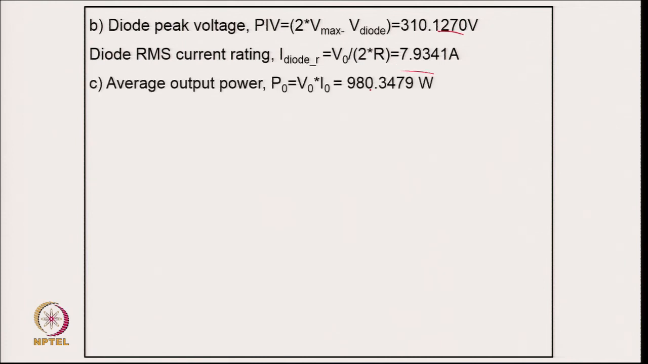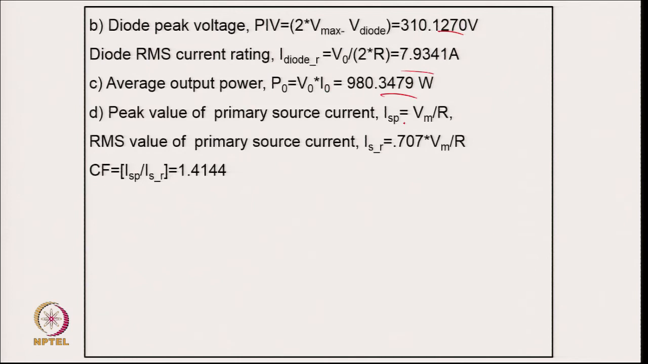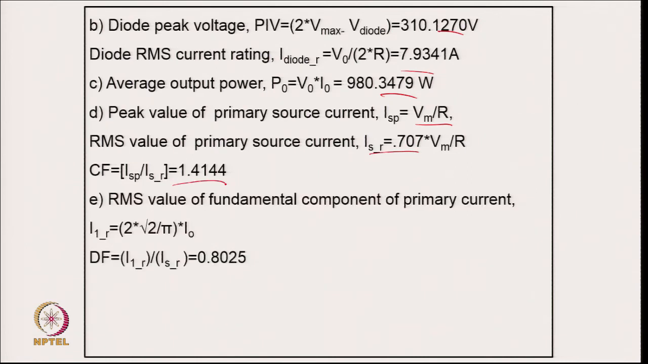Then we can have an average output power, and then a typical peak current from this relation, the RMS value of current, and then the crest factor. It typically comes to root 2 for a sine wave. Then the distortion factor, because of the harmonics, comes to 0.8, and the displacement factor, because it's a diode, is 1. So the power factor is the same as the distortion factor. This power factor reduction is because of harmonics only.